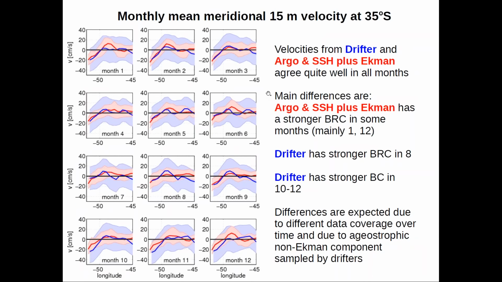This is another way of looking at it as monthly means. So right at the boundary, we can see pretty good matches in most months here between the blue and the red line. And then a little bit of an exception over here in those last 3 months where the drifters have higher velocities. But, yeah, you have the geostrophic component in the drifters, and Argo and SSH doesn't have it, so I'm not too concerned about it.